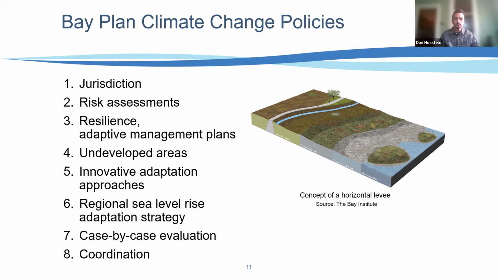And finally, policy 8 basically calls for coordinating project reviews, especially when regarding sea level rise projects and flooding, with agencies that may have overlapping authority and jurisdiction. And that's in order to avoid conflicting guidelines, standards, or conditions.